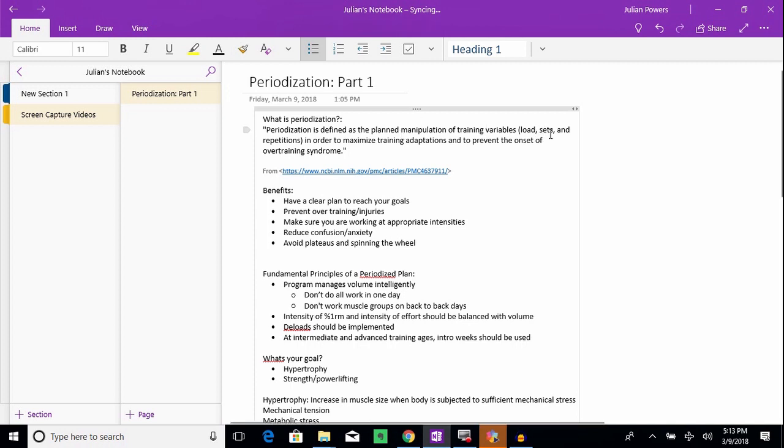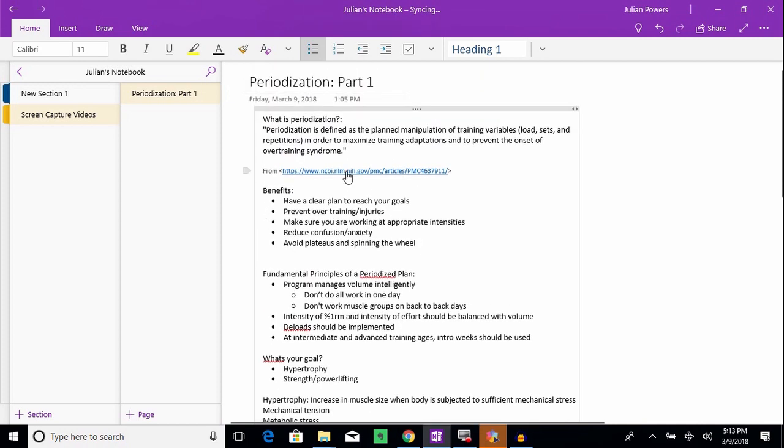Obviously, you cannot keep the variables static and not change anything, because eventually you're going to hit a plateau and you're going to have to change something to continue to see adaptations, basically to get closer and closer to your goal.